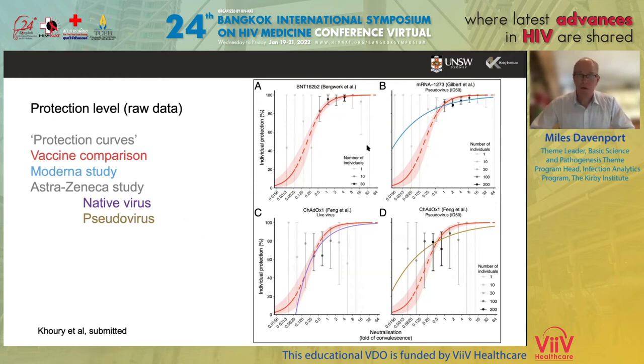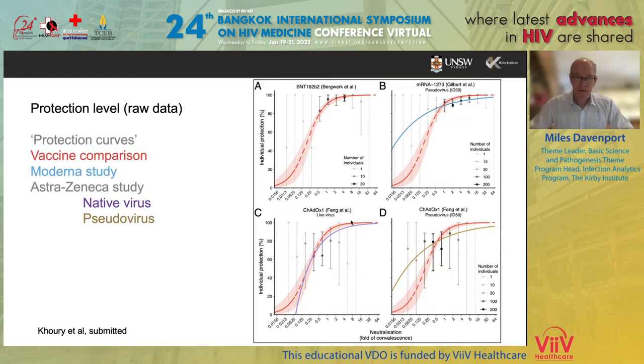Then we can also look, not for the Bergwerk, but for the other two studies, about the protection curves that were estimated. So, for example, the red is the curve I've been showing you that we derived from the vaccine comparison study. The blue line is what Peter Gilbert arrived at from the study of the Moderna vaccine. You can see it disagrees a lot with our study at lower neutralization levels, and it also disagrees a lot about the IC50. So the IC50 for ours is about here and is a long way to the left.